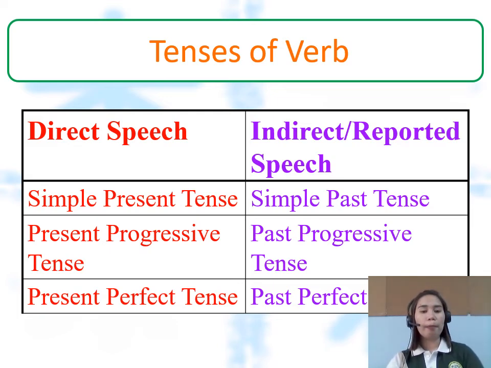Next, we have the present perfect tense, and we have to change it into past perfect tense. So if you have noticed, in reported speech they are all in the past: simple past, past progressive, past perfect. We form the perfect tenses of the verb by adding has, have, or had plus the past participle of the verb. Don't worry, I'll be giving you a lot of examples.